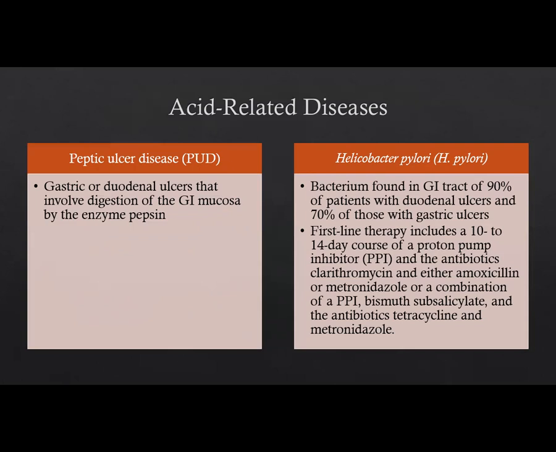First-line therapy includes a 10 to 14-day course of proton pump inhibitors and the antibiotics clarithromycin and either amoxicillin or metronidazole or a combination. So usually H. pylori is that bacteria that will lead into those peptic ulcers.